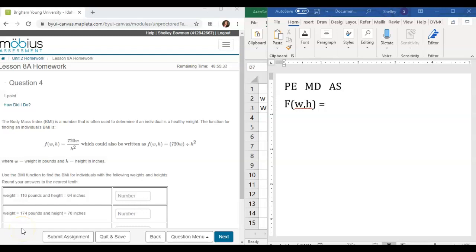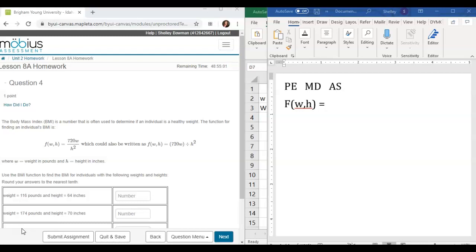Mobius Lesson 8A homework question number 4. The body mass index, BMI, is a number that is often used to determine if an individual is a healthy weight. The function for finding an individual's BMI is f of WH equals 720W all over h squared, which could also be written as f of WH equals 720W divided by h squared, where W equals weight in pounds and H equals height in inches.